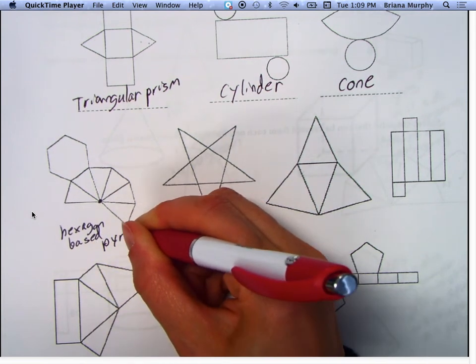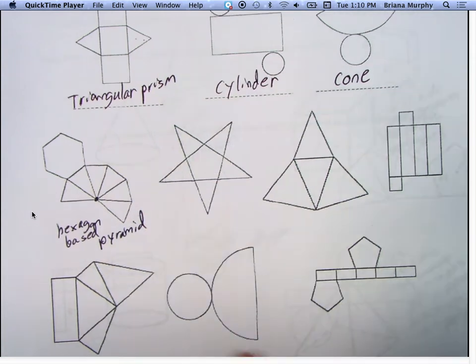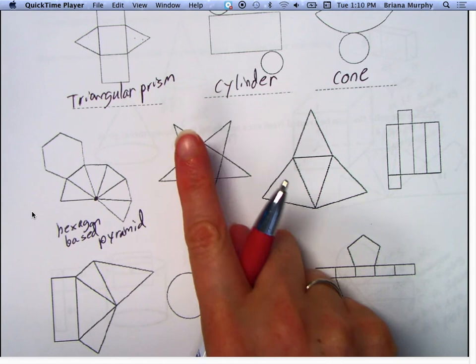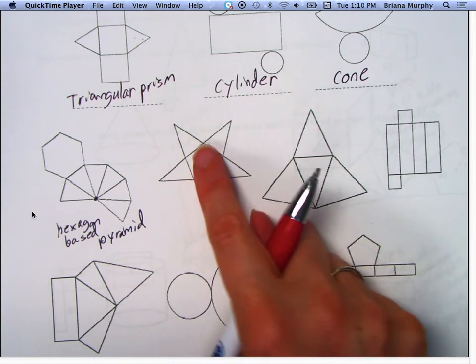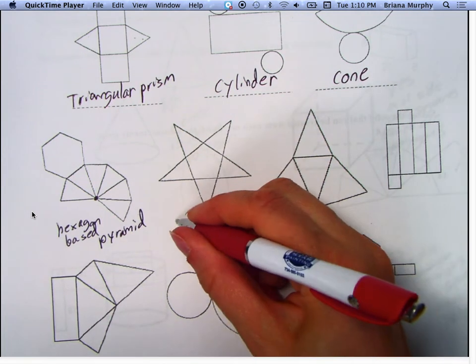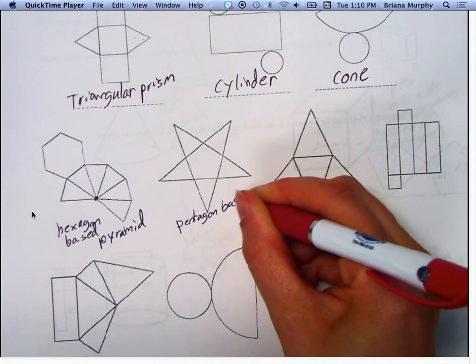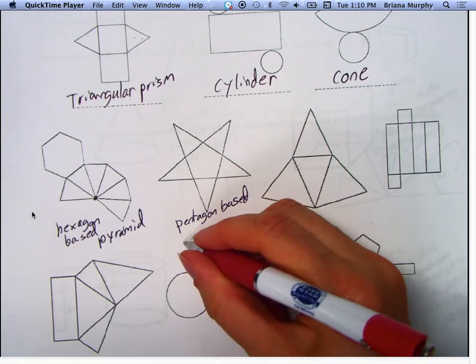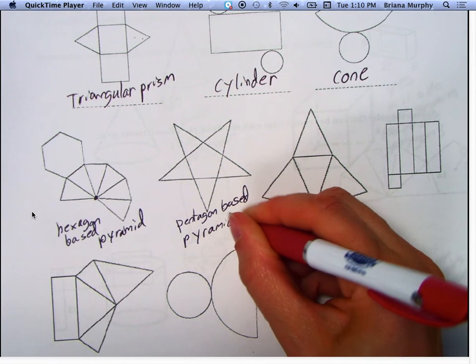Oh, this is going to be a star. Now, if I put all the points up at the top, is it going to be a pyramid or a prism? Pyramid, and what's the bottom? Pentagon-based pyramid. Base.